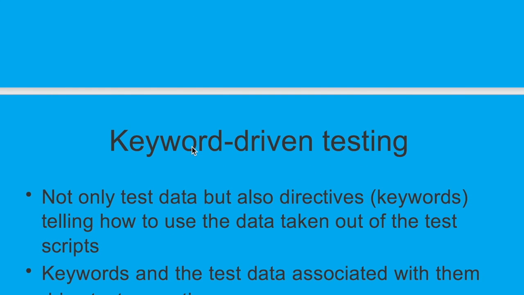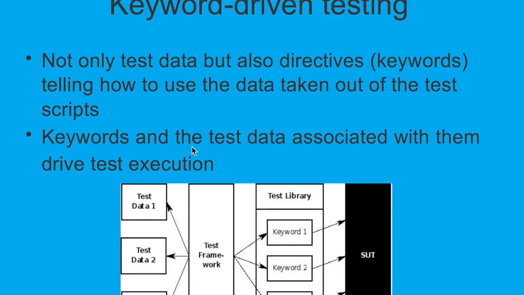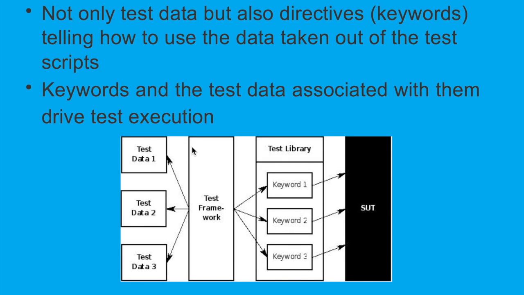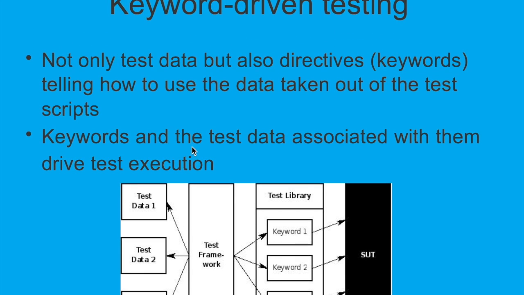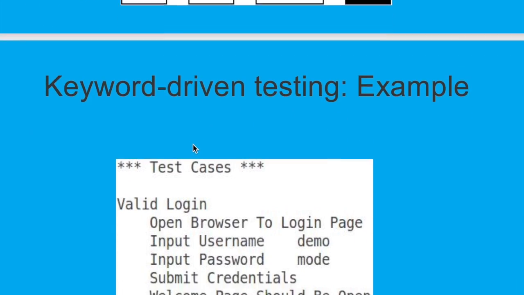Now our next approach is keyword-driven testing. Keyword-driven testing is something like you have a set of test data and then a layer of test framework, and that test framework uses the test library, which in turn is based upon keywords. So not only test data but also the directive keywords telling you how to use the test data, taken out of the test scripts. The keywords and the test data associated with them drive the test execution. We'll see an example over here.